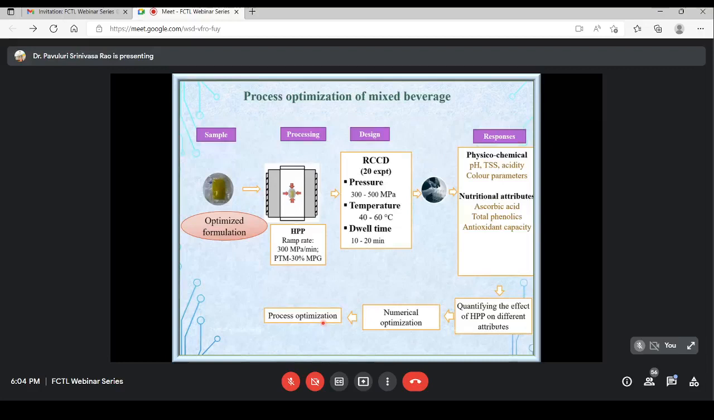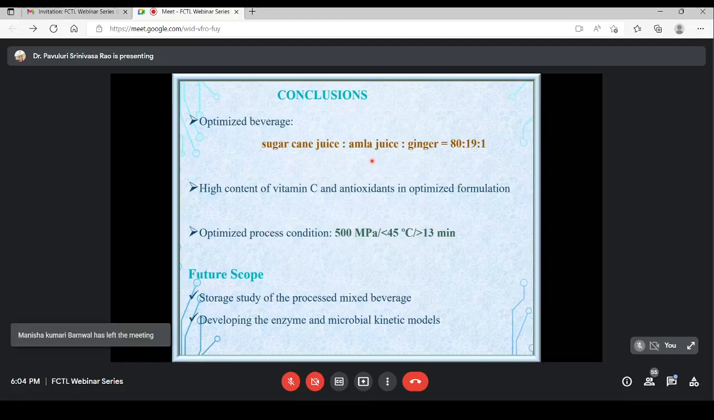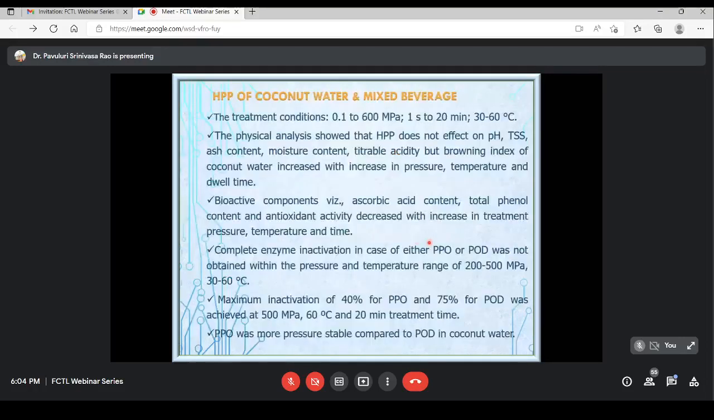Another study was on a mixed beverage, where we studied a sugarcane juice with amla combination, and 500 megapascal, less than 45 degrees centigrade, and more than 30 minutes treatment was good. Here we controlled the temperature because of the addition of amla juice, which contains a higher amount of vitamin C that we would like to protect. So the temperature was controlled up to 45 degrees centigrade only. We are getting a very good shelf life, about 110 days, with this combination.